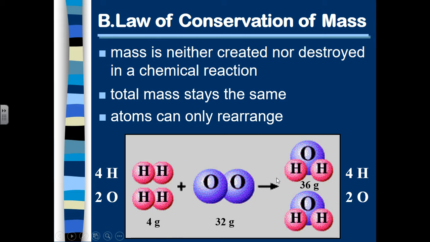And then also the mass has to be the same. So here's our arrow, right? So these are the reactants and these are the products. To the left of the arrow, the mass has to add up to be the same as to the right of the arrow. So 32 plus 4 is 36 grams total over here. To the right of the arrow, there's also 36 grams. So the mass has to be equal on either side because it cannot be destroyed. Okay?